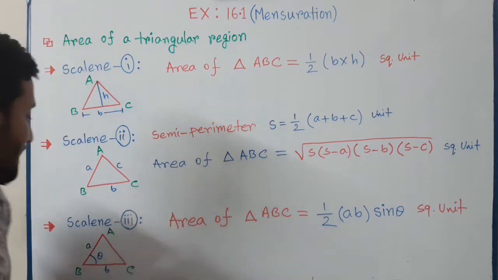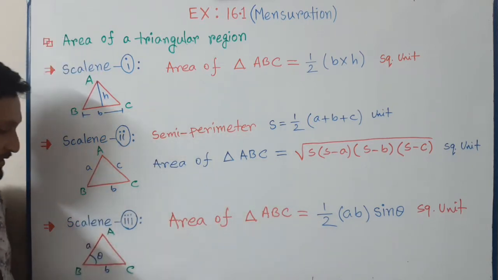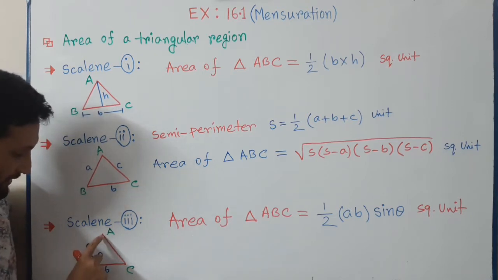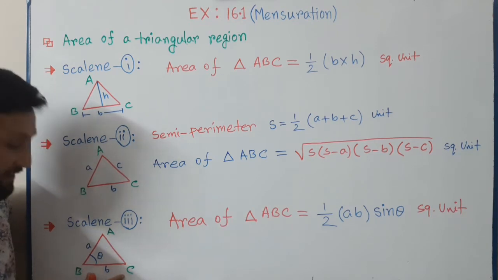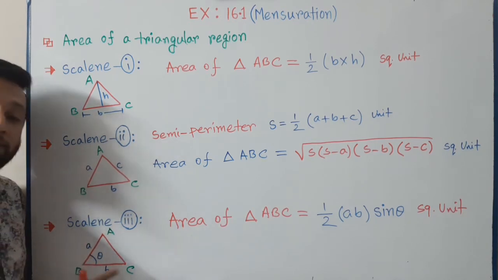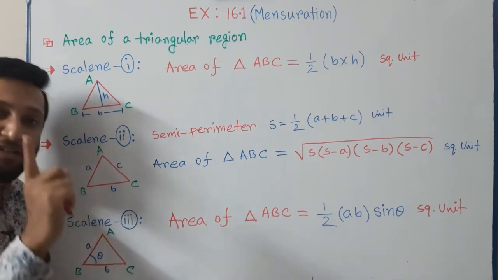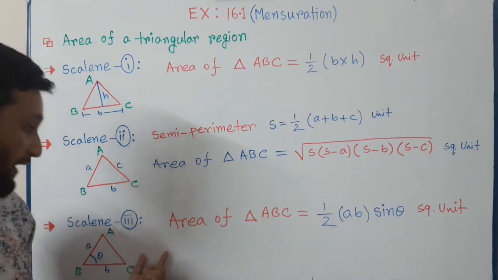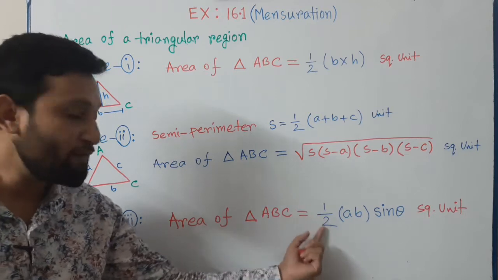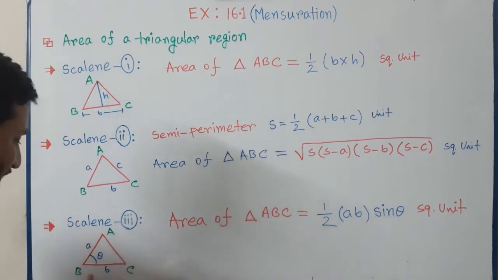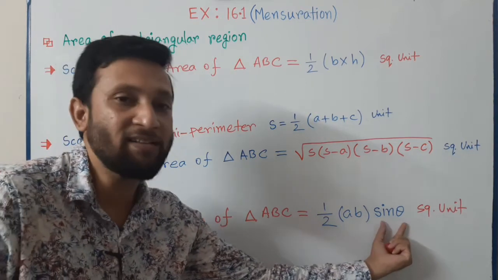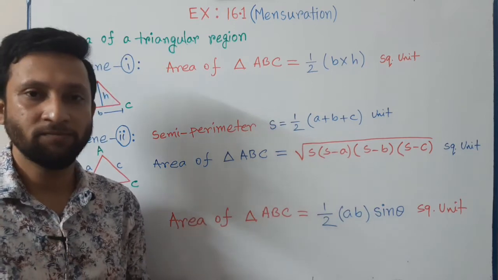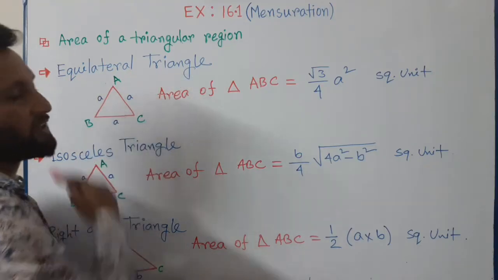Now scalene 3, that means the third type. Suppose ABC is a scalene triangle. If two adjacent sides, that means AB and BC, and the included angle are given, we can find the area of this scalene triangle, and the area of this triangle will be half into AB, that means the two adjacent side lengths A into B, and then into sin theta, in square units. I hope everybody is clear.